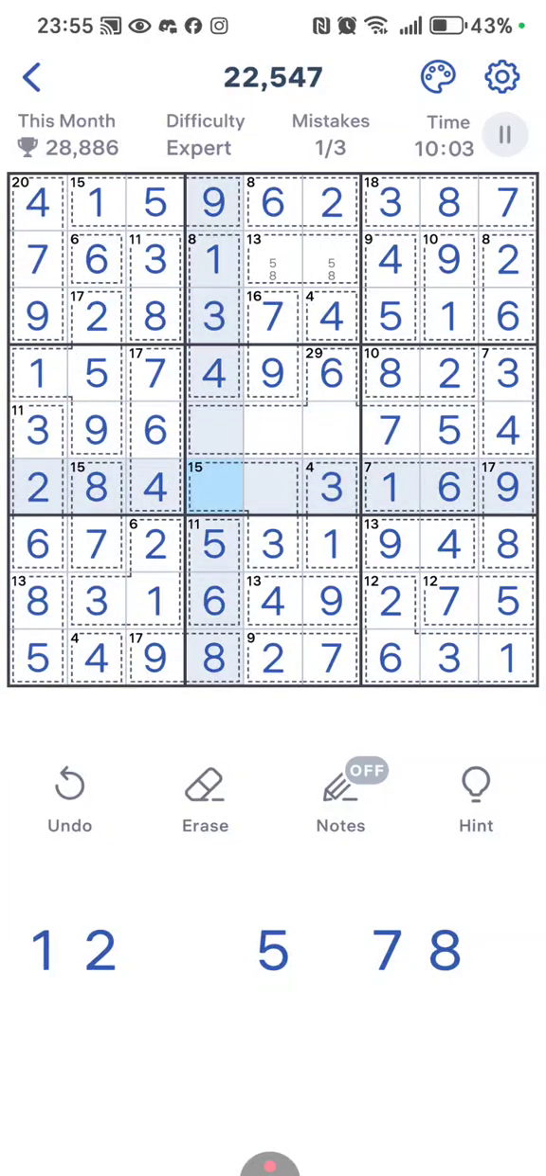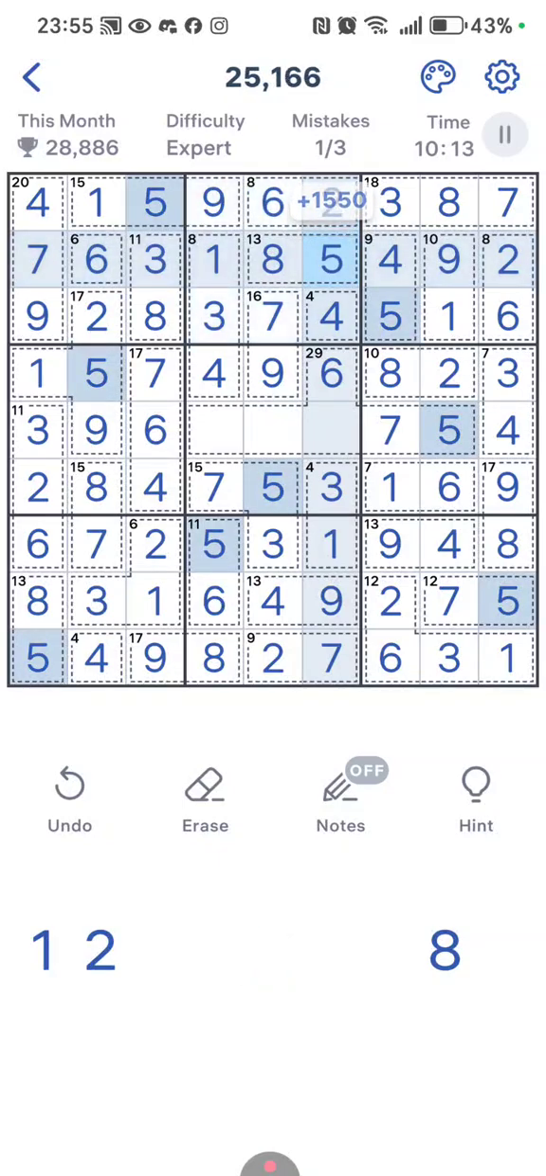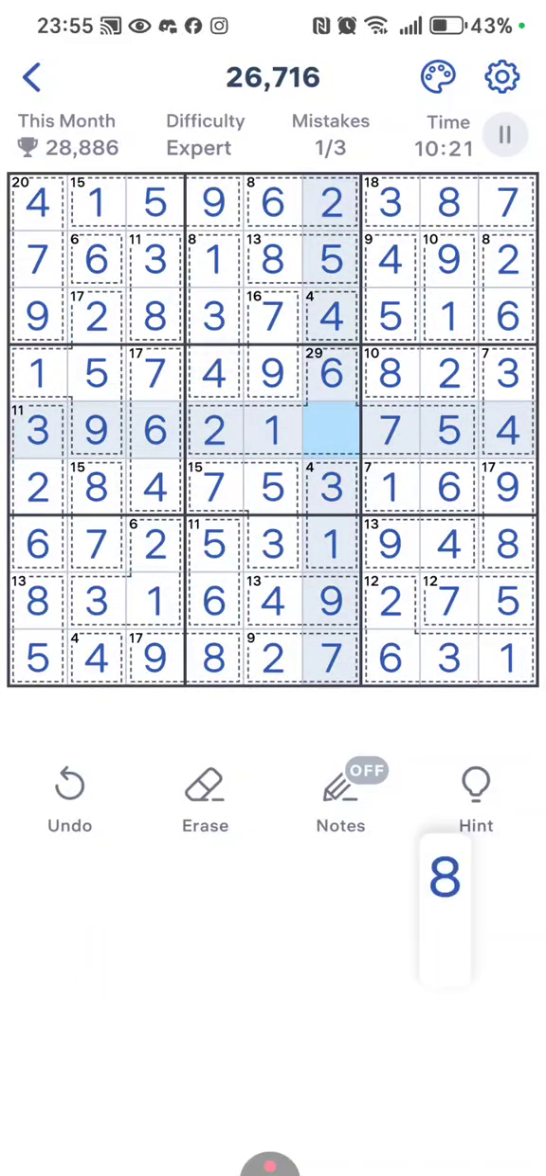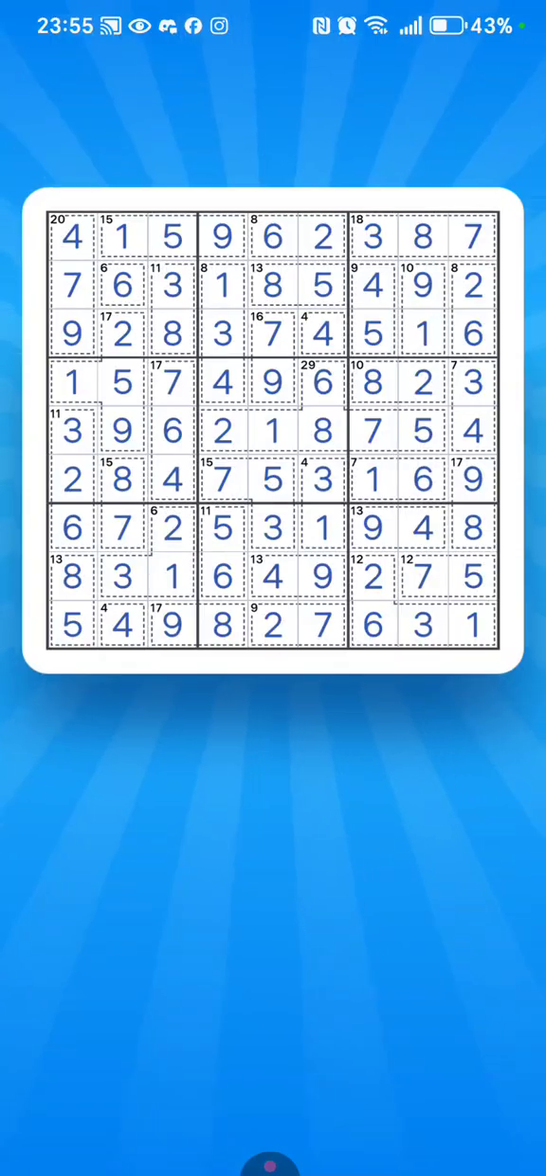This is 12. This has to be 5 and 7. The columns say it's got to be this way around. That solves the 8 and the 5 up high. Then we're left with 1, 2, and 8. 1, 2, and 8. That was quite quick.